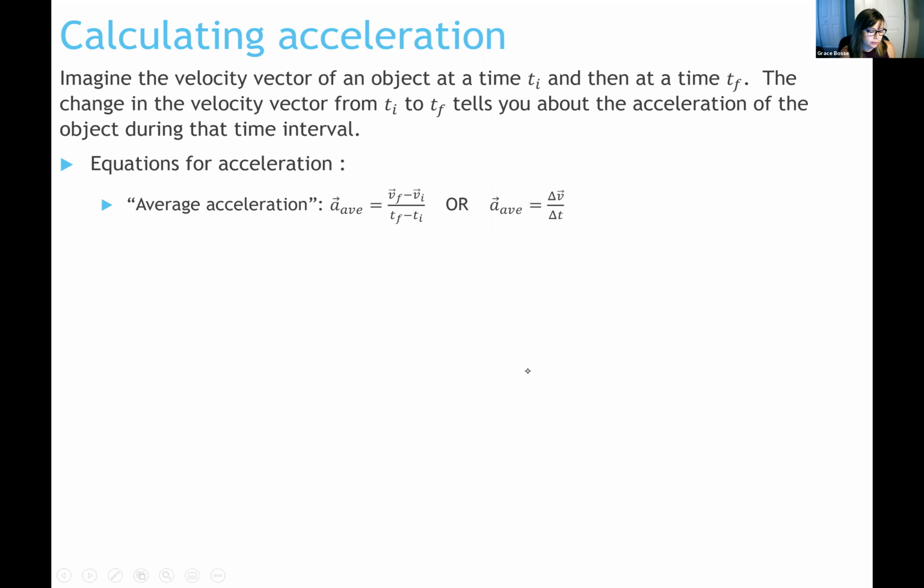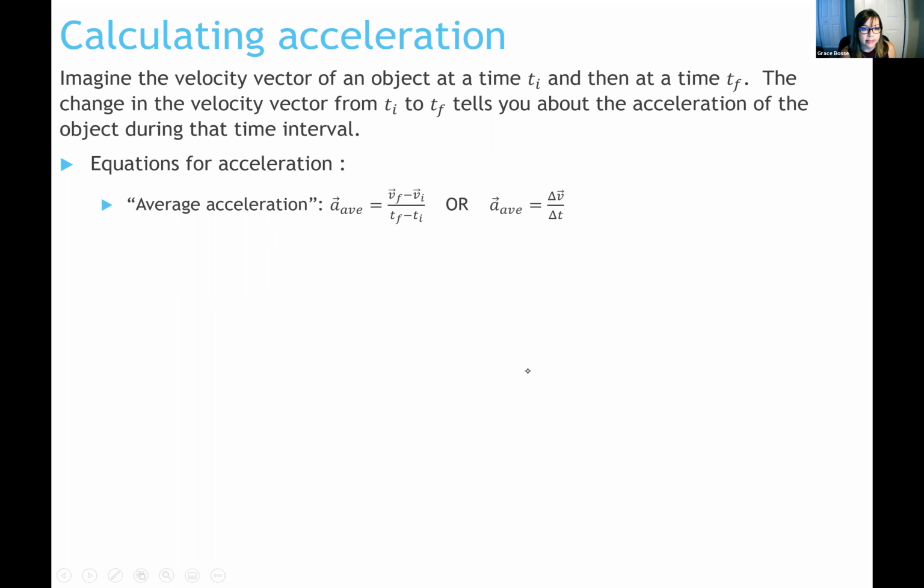The first equation I'll give you for acceleration is to calculate average acceleration. This is when your time interval is some finite amount of time. So you can actually specify when is Ti and when is Tf. And here is the equation that you would use: the average acceleration is the final velocity minus the initial velocity divided by the final time minus the initial time.